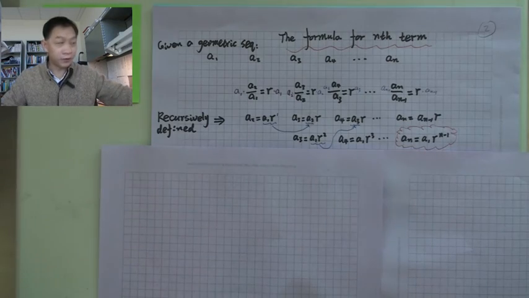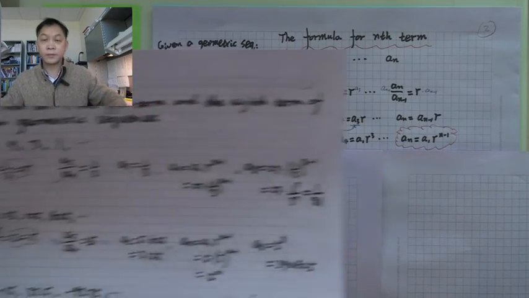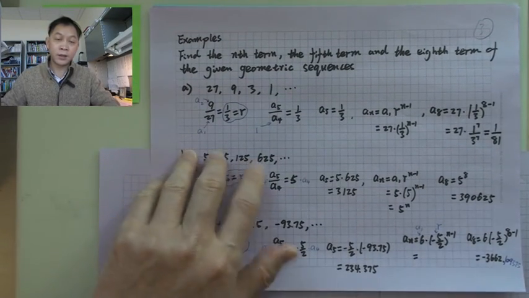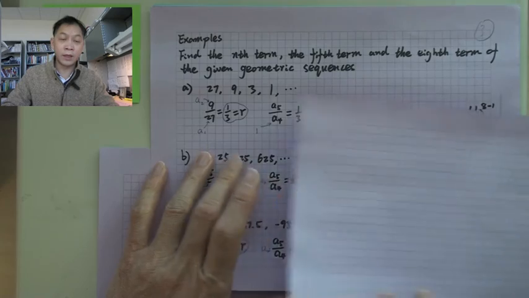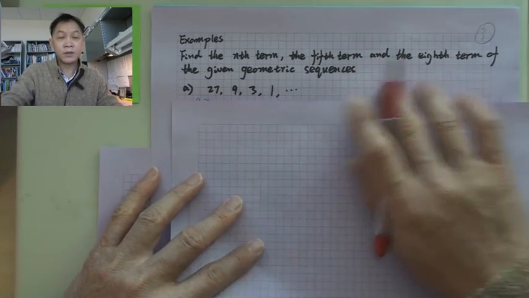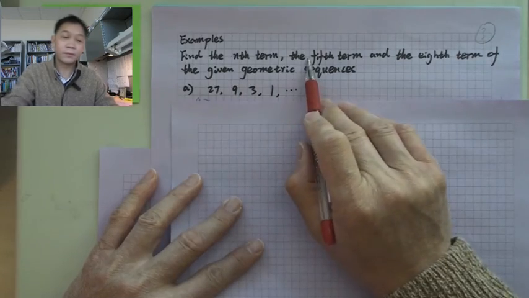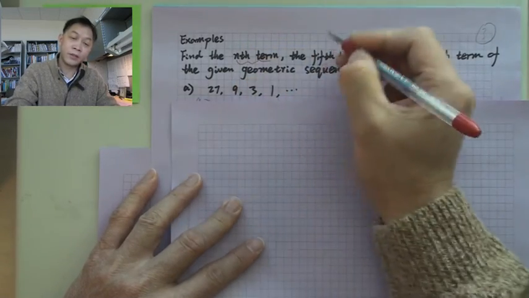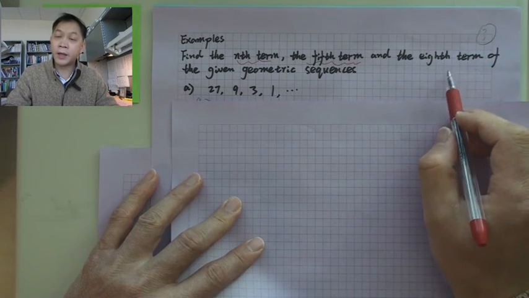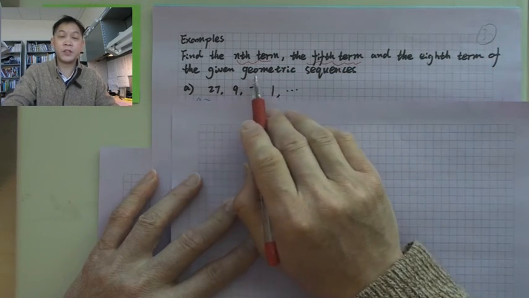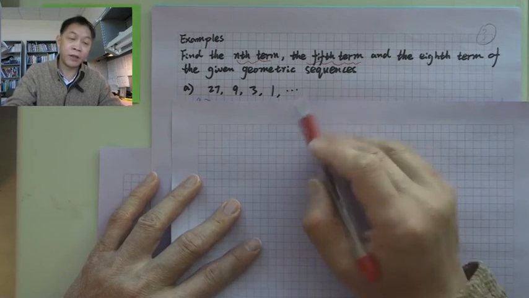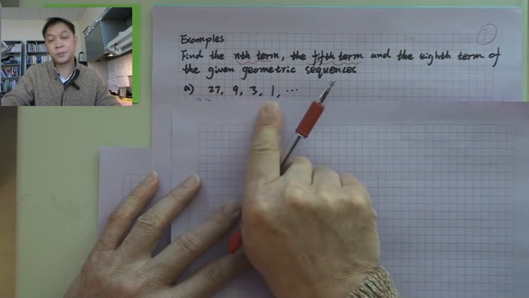And here are some examples. Look. Here is the example. It asks us to find the nth term, the fifth term, and the eighth term of the given geometric sequences. Well, the first one is like this.